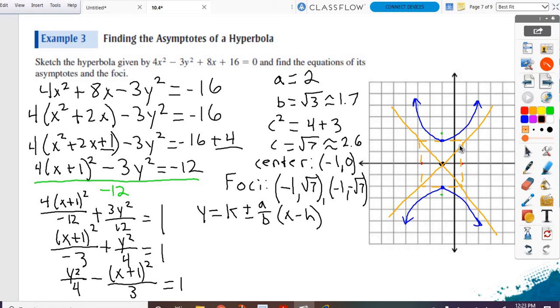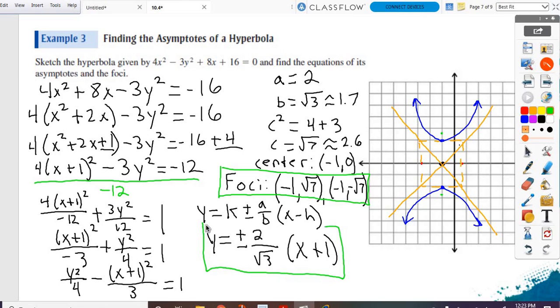But if I plug in all of my stuff, my k value, notice, is 0. So we would get plus or minus our a value, which is 2, divided by our b value, which is the square root of 3 times x plus 1. And I would be okay if you left it like that. So they asked us for the foci, so that's one of our answers, and the asymptotes. So those are it. And then we have our graph.